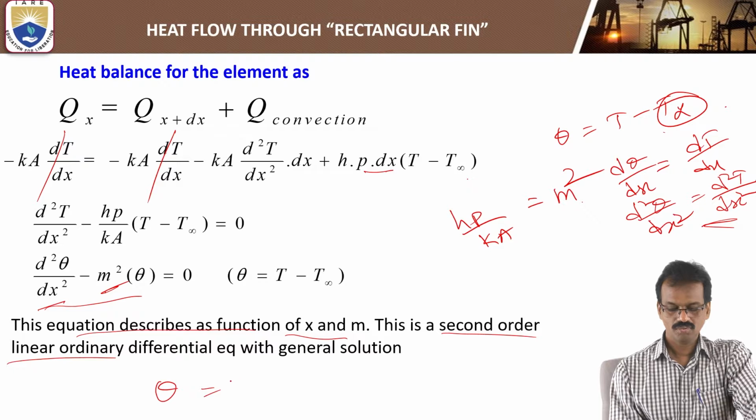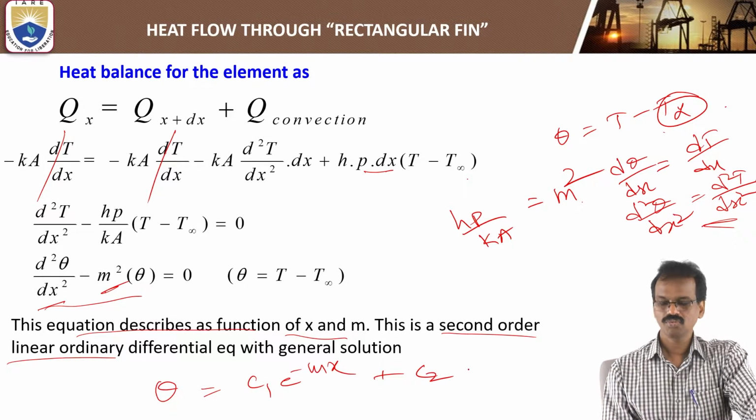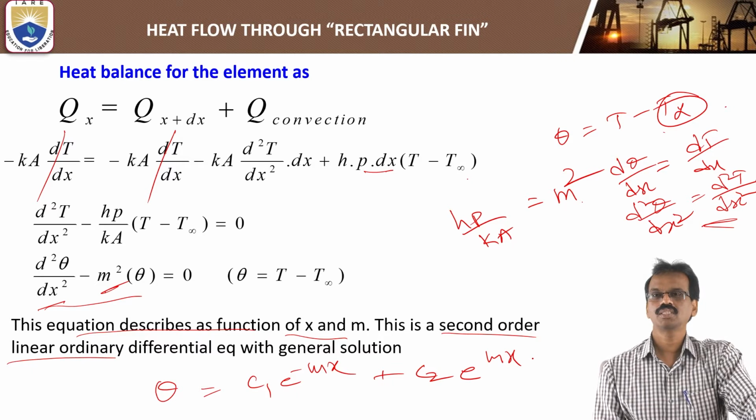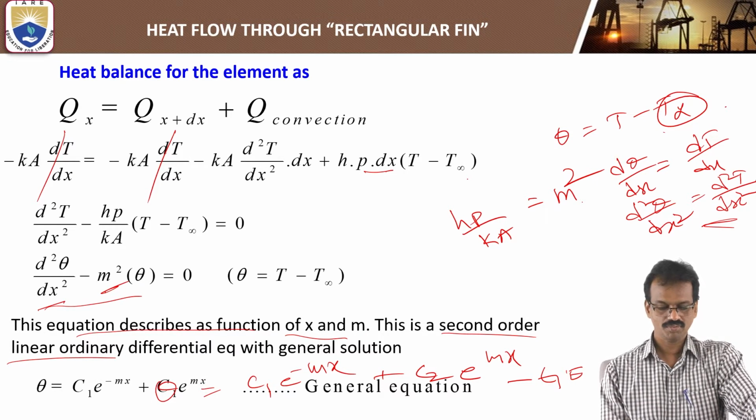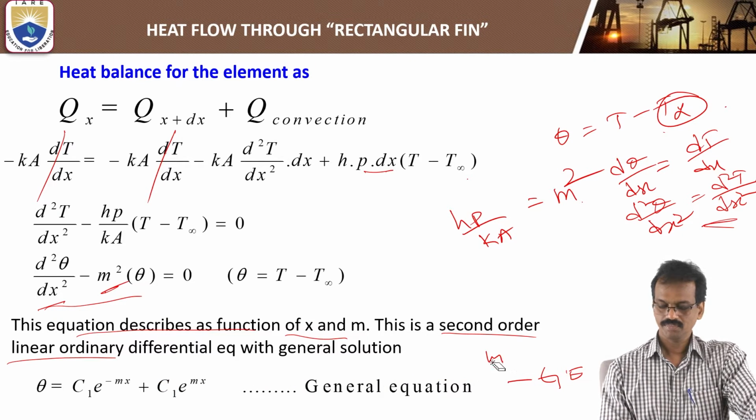That is, theta is equal to C1 e to the power of minus mx plus C2 e to the power of mx. This is called the general equation. Here you can observe this one. This is the general equation if you derive this one.